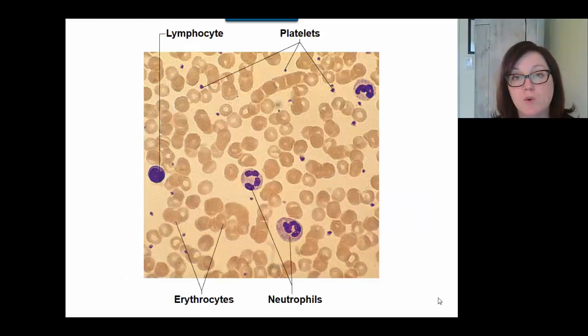So here's a picture showing the different types of formed elements in blood. So this is something called a blood smear. It's a slide of blood. And most of the cells that we see here are erythrocytes. And erythrocytes have sort of an unusual shape. They look like a donut, but they don't really have a hole in the middle. It just looks that way in some of these viewpoints. And then we have white blood cells such as lymphocytes and neutrophils. And then the tiny little purple splotches all over the place are the platelets, which are important for blood clotting.